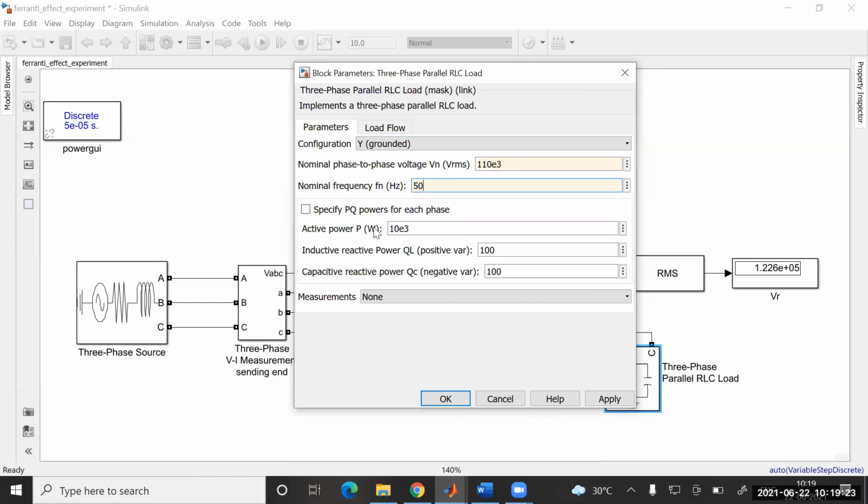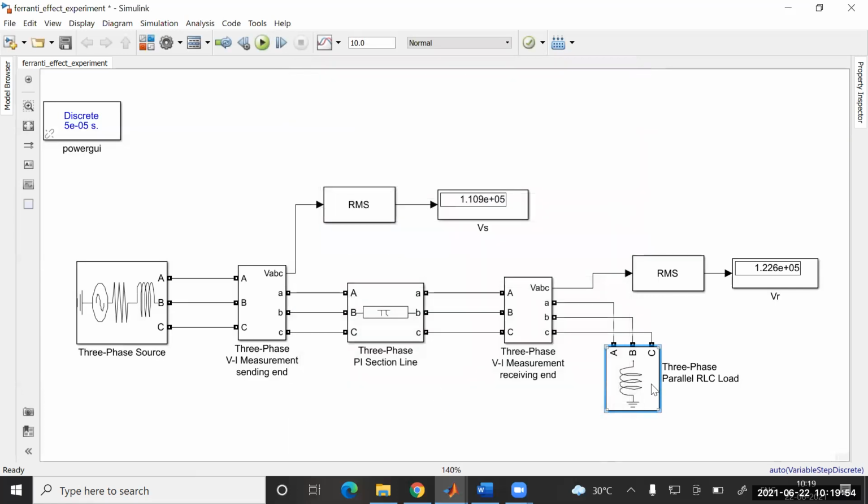And active power we'll take as 0. There will be no capacitive power, we'll take as 0. And inductive power we'll take some value. Let's take e to the power 6. This is on load, we are providing. What we'll get is only R, that is your inductive. We will get this. Let's run and see what happens, what changes we get.